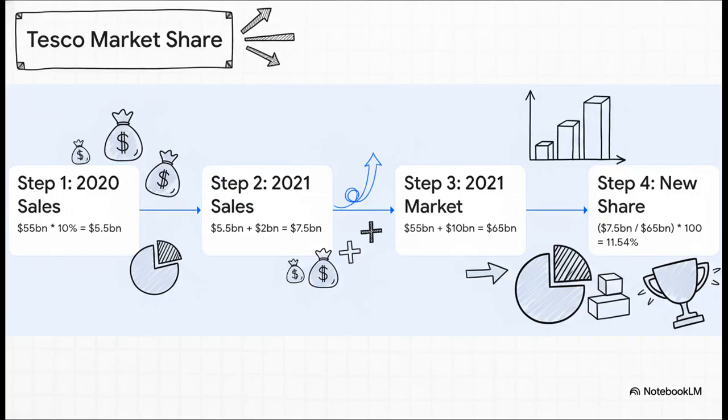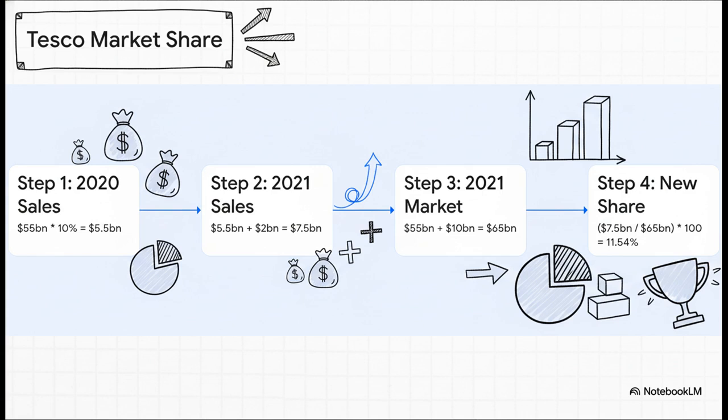Okay, let's walk through this calculation from Activity 17.5 step by step, because this is a really common type of exam question. Step 1. First, we need Tesco's sales back in 2020. That's 10% of the total market of $55 billion, which gives us $5.5 billion. Simple enough. Step 2. Now for their sales in 2021. We just add the $2 billion in growth, which brings their new sales figure to $7.5 billion.